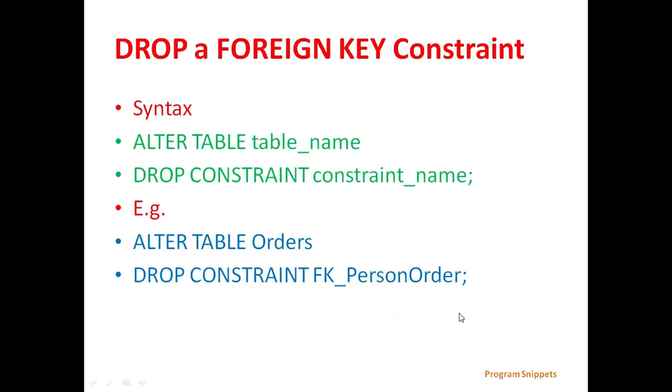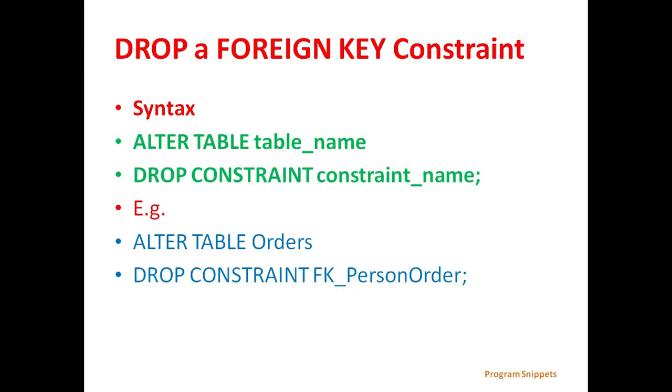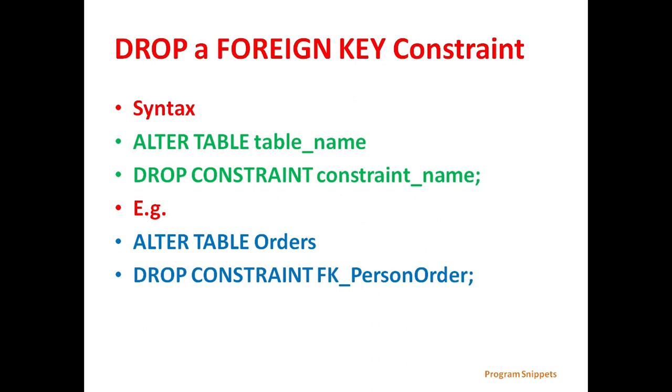We can drop a foreign key constraint using alter table. General syntax is alter table name and drop constraint name. For example, alter table orders, drop constraint foreign key person order.